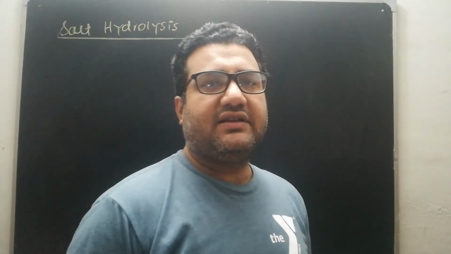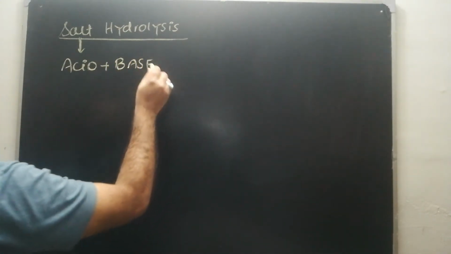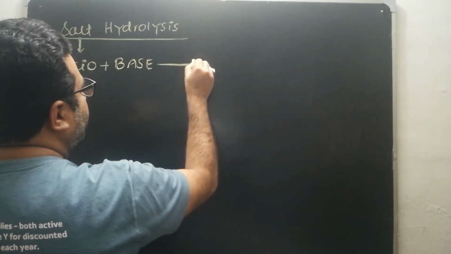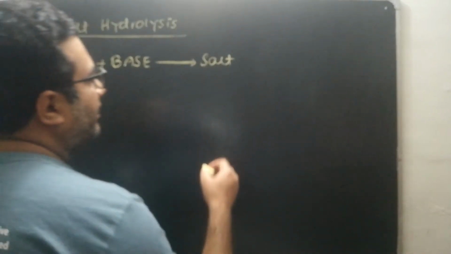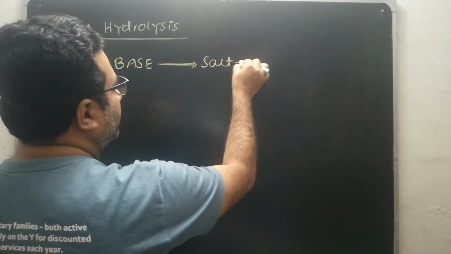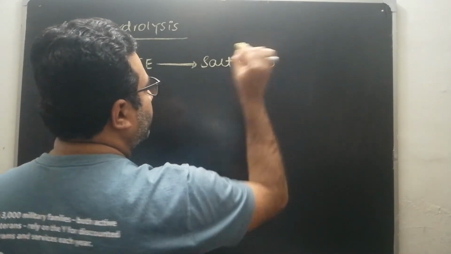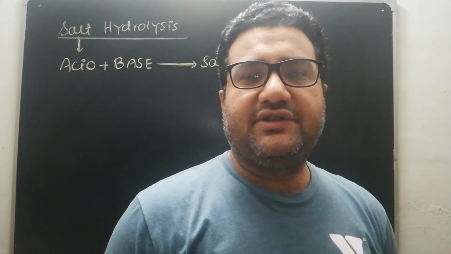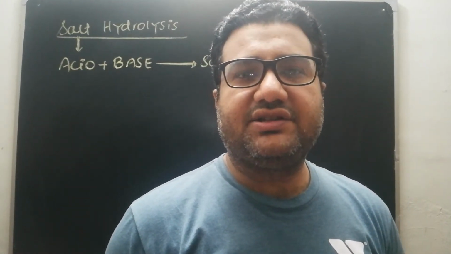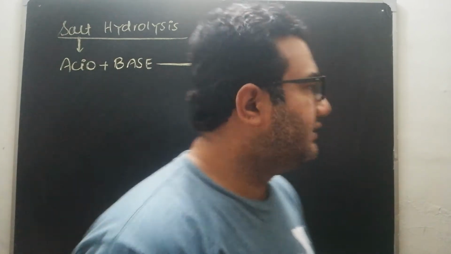First of all, you must have an idea what is meant by salt. Salt is actually a substance which is produced by the neutralization reaction of an acid and base. So acid and base react together to form salt. And you know that during this neutralization reaction, a water molecule is also produced. So salt is a substance which is produced by the neutralization reaction between the acid and base.